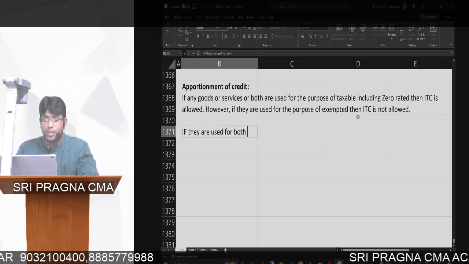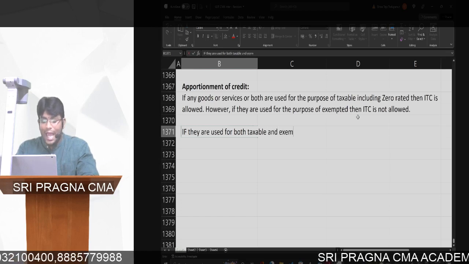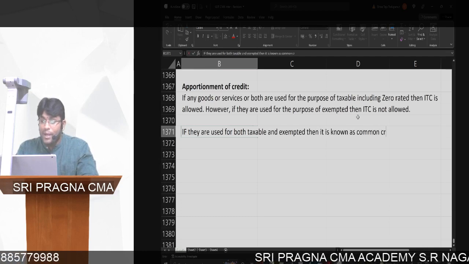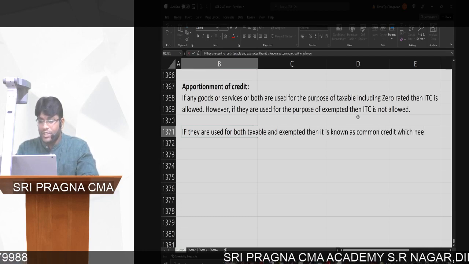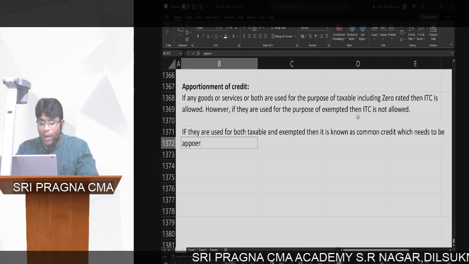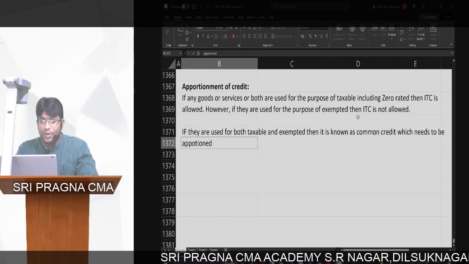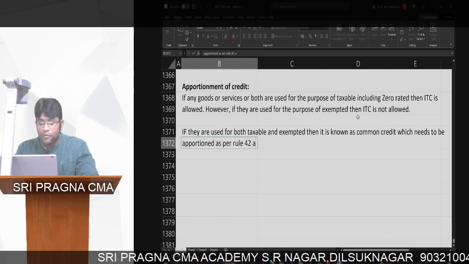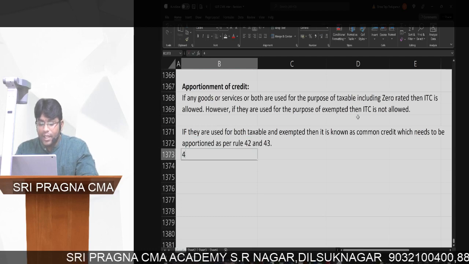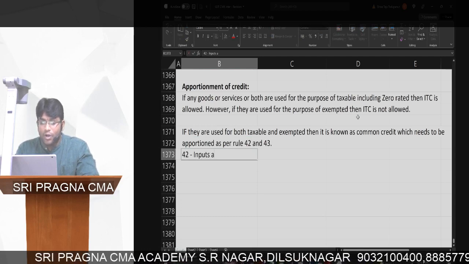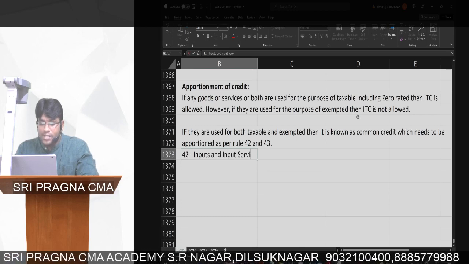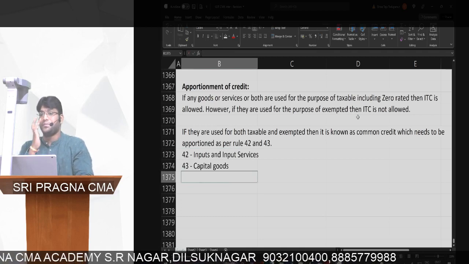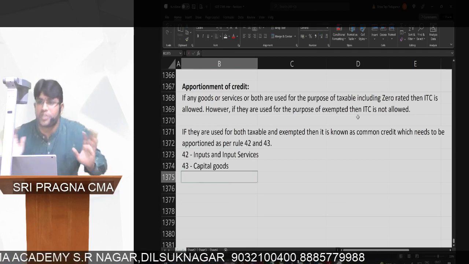If they are used for both taxable and exempted, then it is known as common credit, which needs to be apportioned. Which needs to be what, sir? Apportioned, as per rule 42 and 43. Rule 42 is in case of inputs and input services. Rule 43 is in case of capital goods. Sir, I hope the introduction is clear.